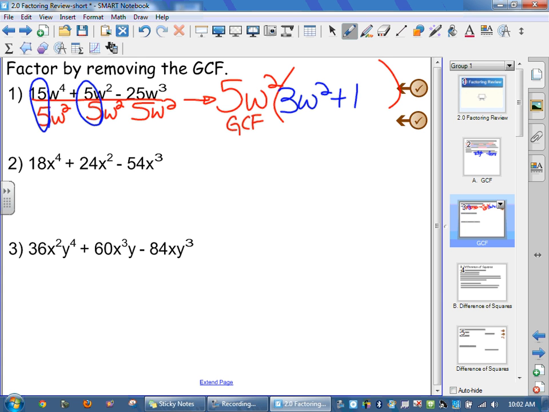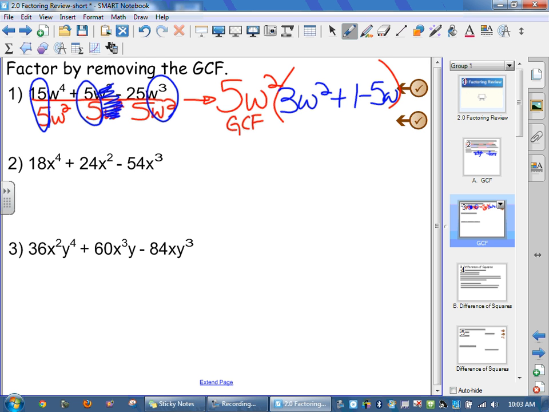So on this one, the W's completely disappear. Do you have to write W to the 0? No. It just completely disappears. So no more W's there. Over here, 25 divided by 5 is a negative 5. And how many W's are left over when you subtract them? 1. Good. So 1 W is left. So your inside would be 3W squared plus 1 minus 5W.